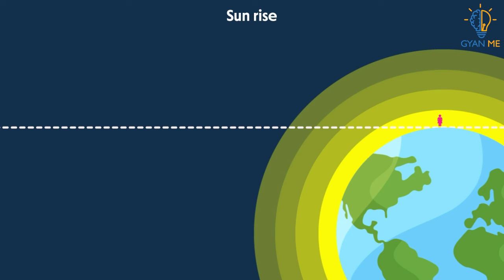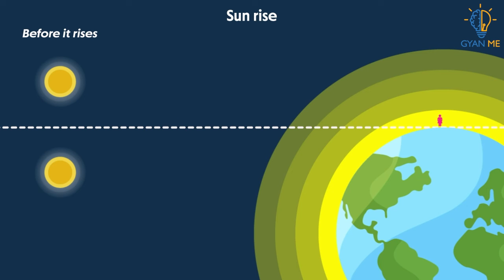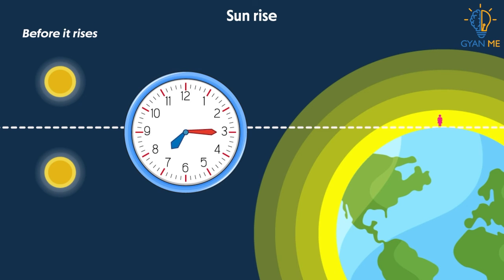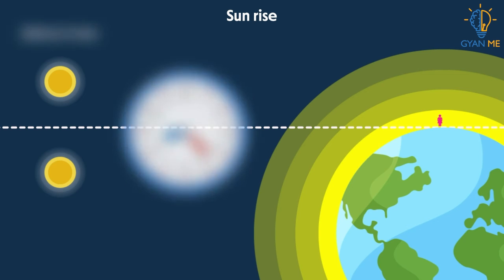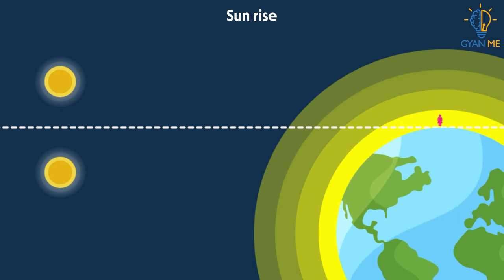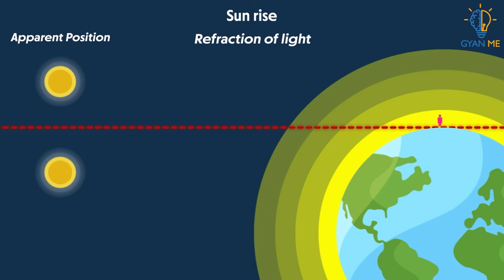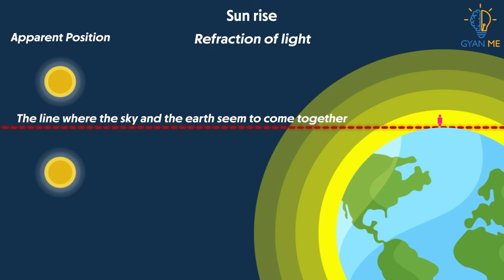Students, if I may tell you, you see the sun even before it rises. Yes, you see it 2 minutes earlier before the sun actually appears in the sky. Will you believe it? Well, but this is true. The reason is, again, the refraction of light. Due to this, what we see in the sky is the apparent position of the sun. Suppose you are standing at the horizon here on the Earth's surface. Recall, the line where the sky and the Earth seem to come together is nothing but the horizon.